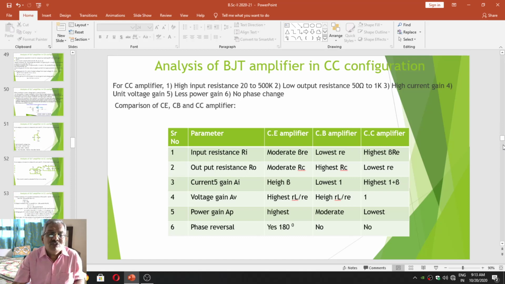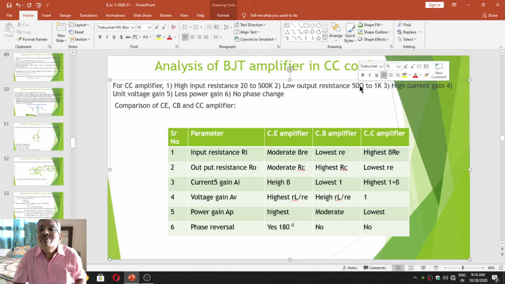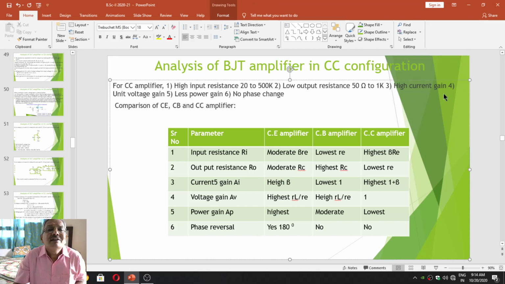Friends, almost all we have analyzed all the 3 types of amplifiers. For common collector configuration, we can say it has a high input resistance, that is 20 to 500K. It has a low output resistance, that is 50 ohm to 1 kilo ohm. It has a high current gain. It has a unit voltage gain. Power gain is less. No phase change occurs here also, it is same as that of common base.